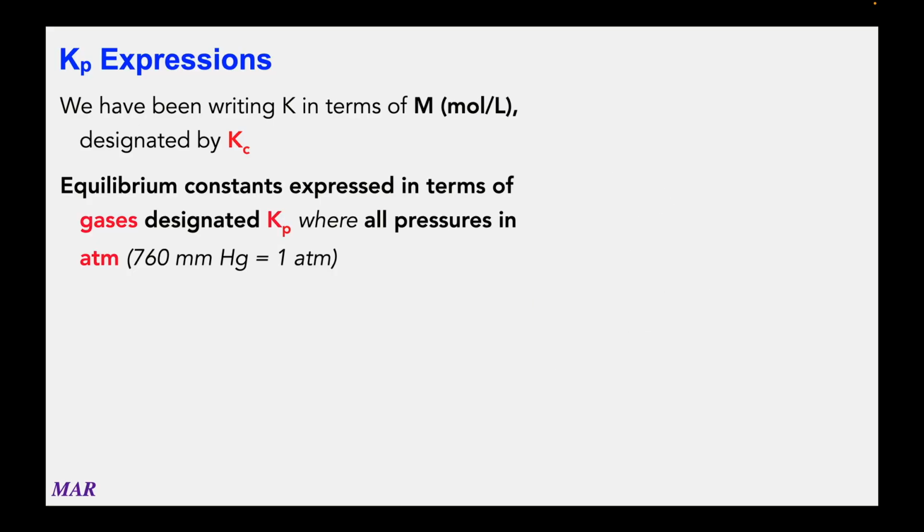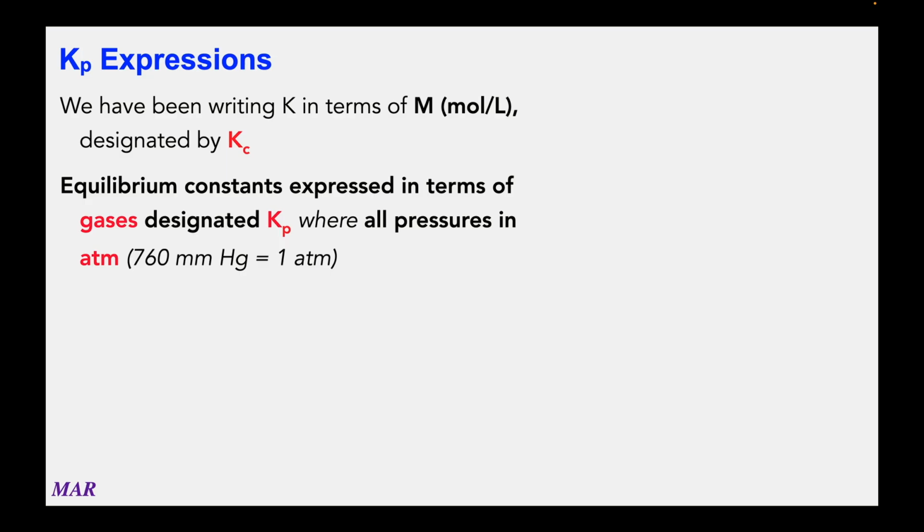Now, all the K's we've written so far are called K sub C, and K sub C is by far the most common equilibrium constant. The little c there stands for concentration, and concentration in chemistry is almost always moles per liter, the big M.